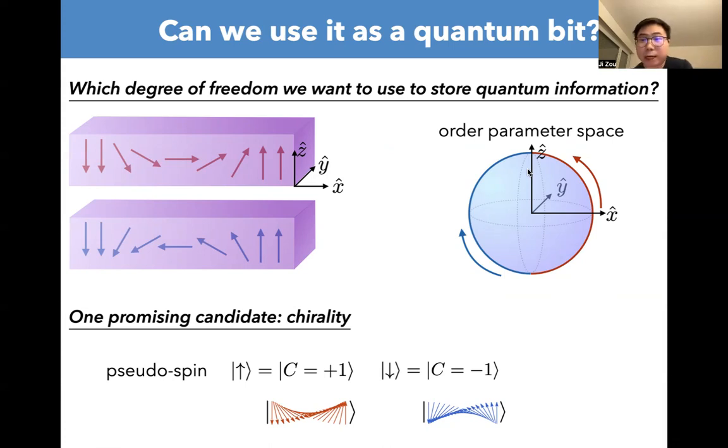And so our idea is to use these different chiralities as a pseudo spin degree of freedom. Namely, for example, we can use this positive chirality state as a spin up state and this negative chirality state as a spin down state.